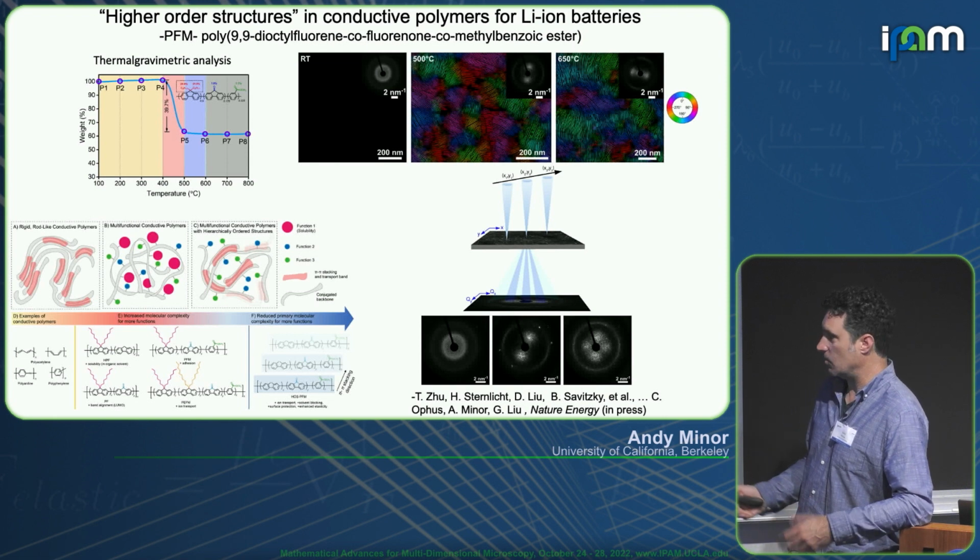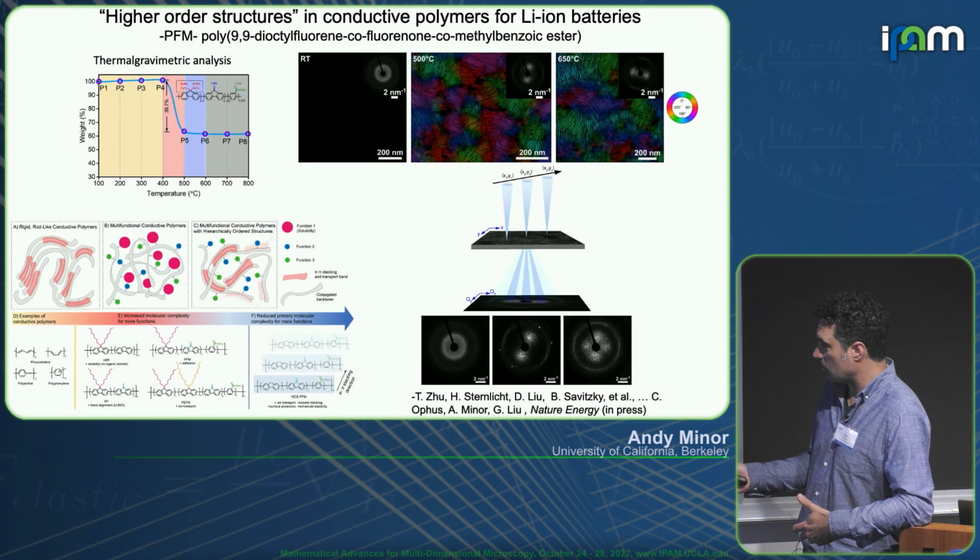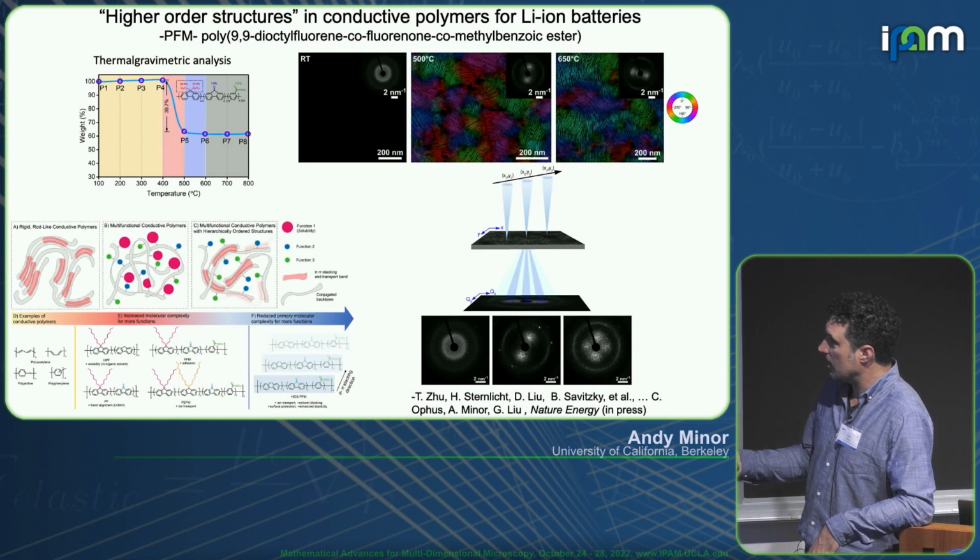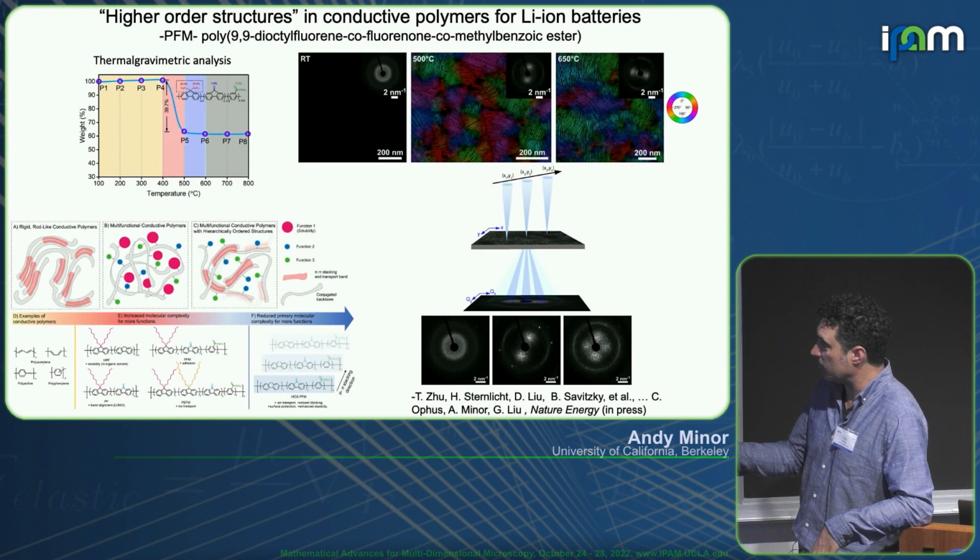And so they wanted to visualize what was happening. 4D STEM, of course, was what we used. And you can see right here, basically what's happening. At room temperature, you have amorphous, purely amorphous. You don't really see any crystallinity here.